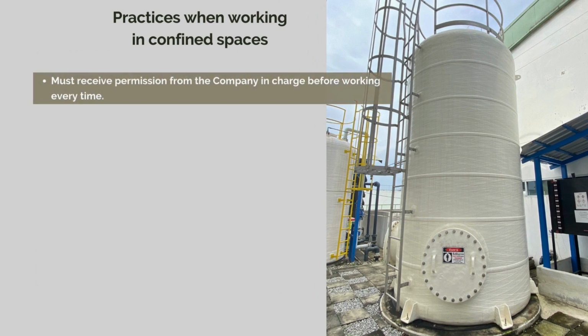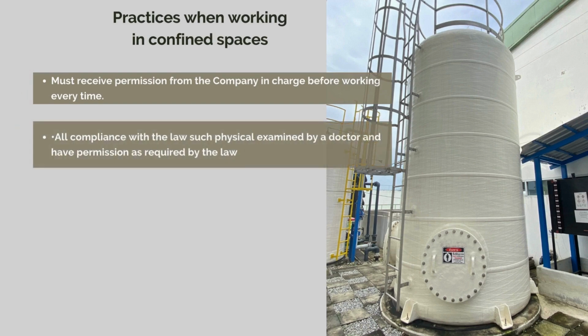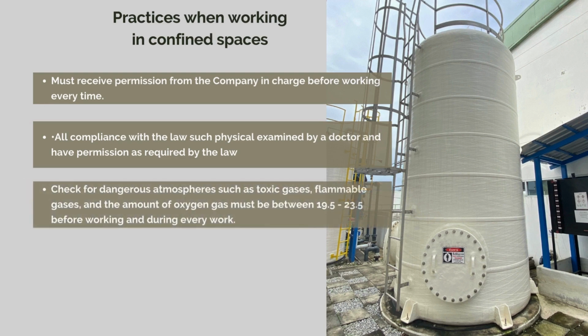Must receive permission from the company in charge before working every time. Comply with all laws, such as being physically examined by a doctor and having permission as required by law. Check for dangerous atmospheres such as toxic gases and flammable gases, and the oxygen level must be between 19.5 and 23.5 before working and during every work.